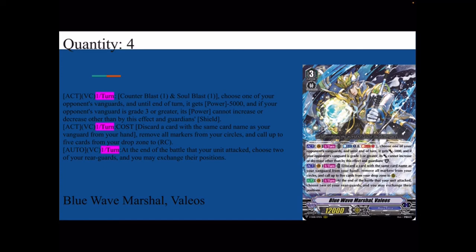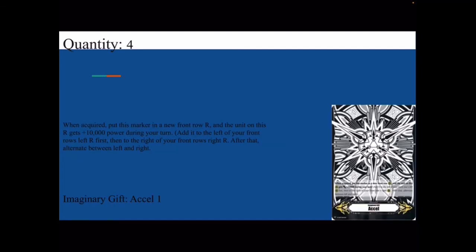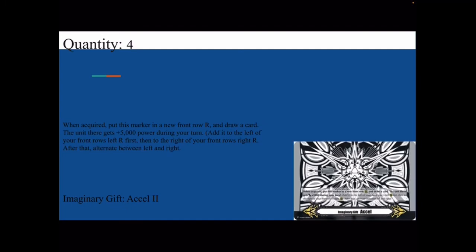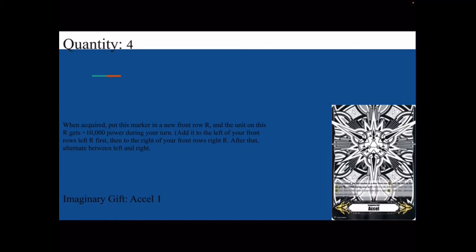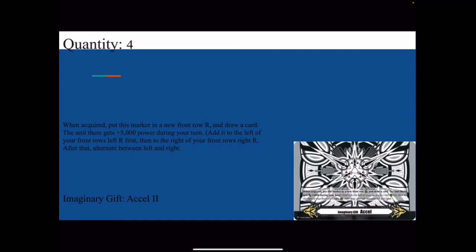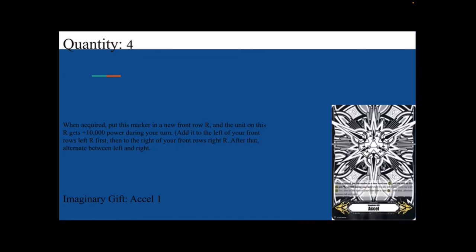4 copies. And gift-wise, you will never need more than this, because there's only 1 card in this deck with a gift, and it has 4 copies. If you want to build this deck exactly the way it is and save money, build it this way. You do not need more than 4 gifts. So anyways, Excel 1, when placed, you do not get anything from it, but you do get another rear guard circle in the front row, and you get plus 10k during your turn for that circle. So, really helpful.